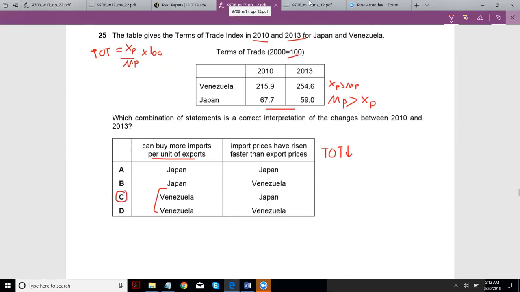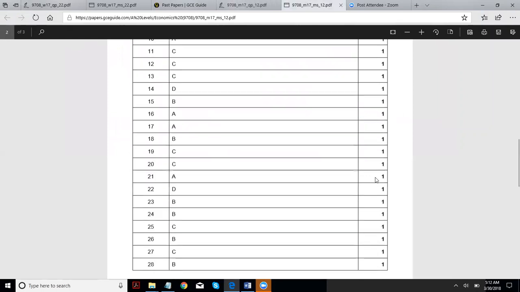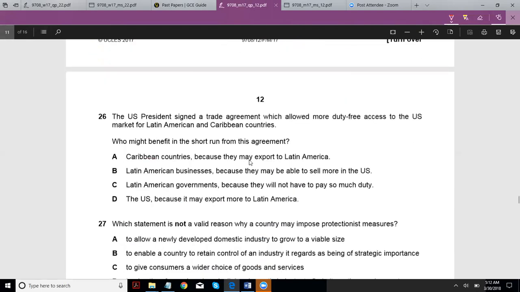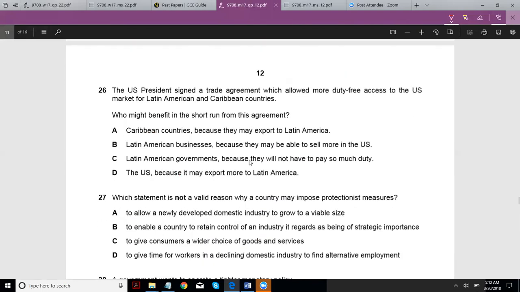I'm not too comfortable with this question, but just to check right away, 25C. Yeah, we're good. Okay, and well, let's move on to 26.